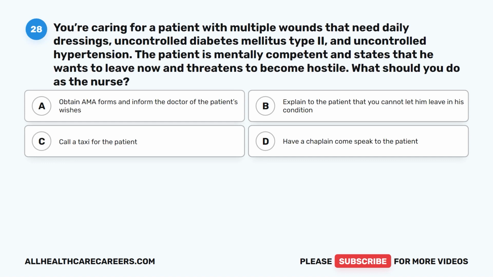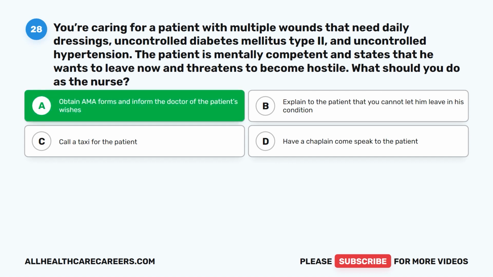Question 28. You're caring for a patient with multiple wounds that need daily dressings, uncontrolled diabetes mellitus type 2, and uncontrolled hypertension. The patient is mentally competent and states that he wants to leave now and threatens to become hostile. What should you do as the nurse? A. Obtain AMA forms and inform the doctor of the patient's wishes. B. Explain to the patient that you cannot let him leave in his condition. C. Call a taxi for the patient. D. Have a chaplain come speak to the patient. The correct answer is A.